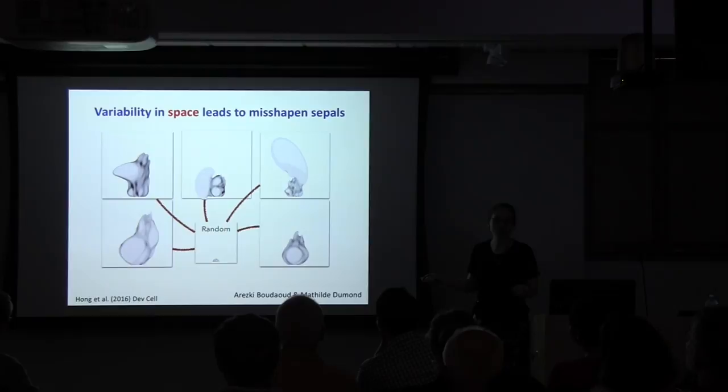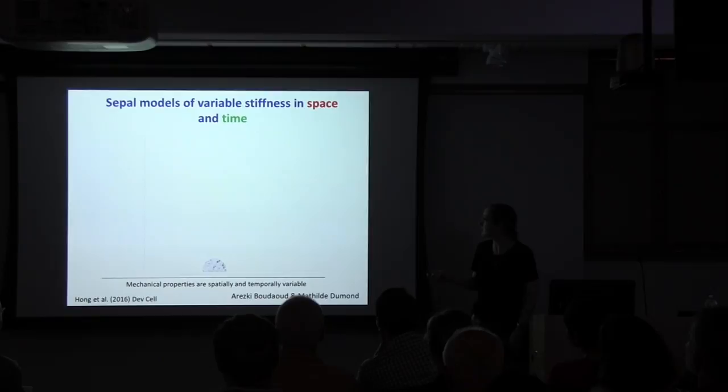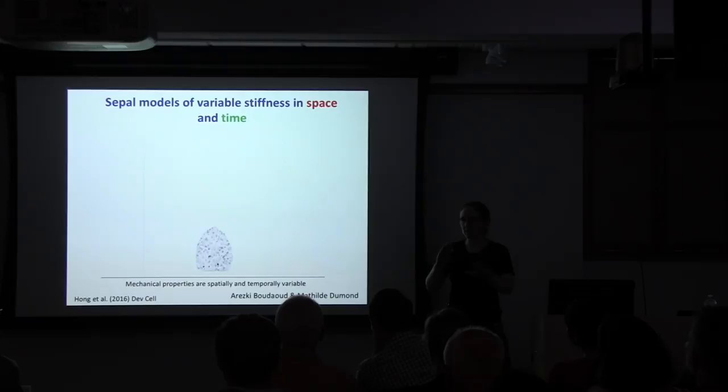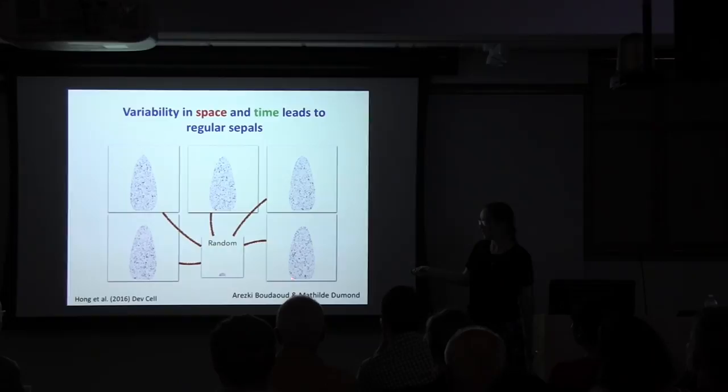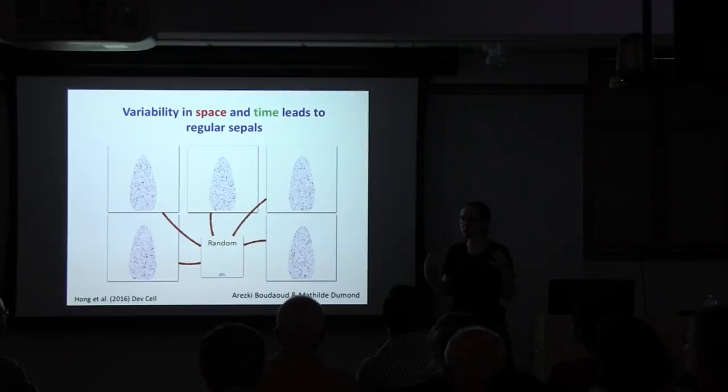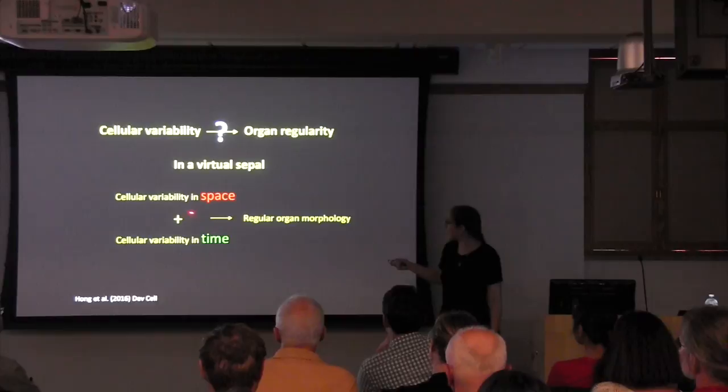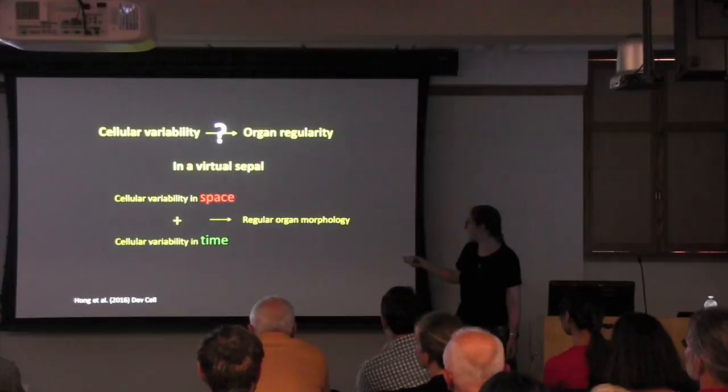But then we thought, what if we make variability in space and in time? So the idea here is that each element is changing its stiffness in time. And you can see that sometimes it's soft, sometimes it's stiff, and that's producing very regular sepals. If we run it again and again, we get lots of regular sepals. So variability in space and in time leads to regular sepals. Now these are pretty extreme models. This doesn't represent wild type or mutant. These are extremes, but they give us an idea what to think about and what to look for in the biology. And so in this virtual sepal, we see that cellular variability in space plus cellular variability in time gives us regular organ morphology. And the question is, what happens in the real sepal?